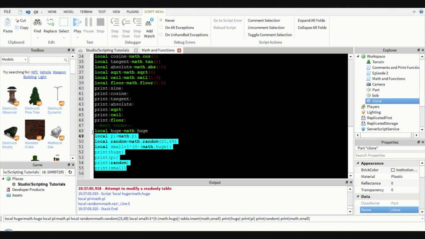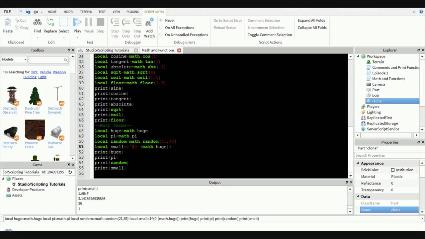Okay, so let's try that out, guys. As you saw before, math.huge is 1.#INF, and math.pi equals 3.1415926535898, and it goes on forever. And then print math.random 21, 69. We got a random number, which was 35. And print math.small. It's 1. Oh, that sucks.